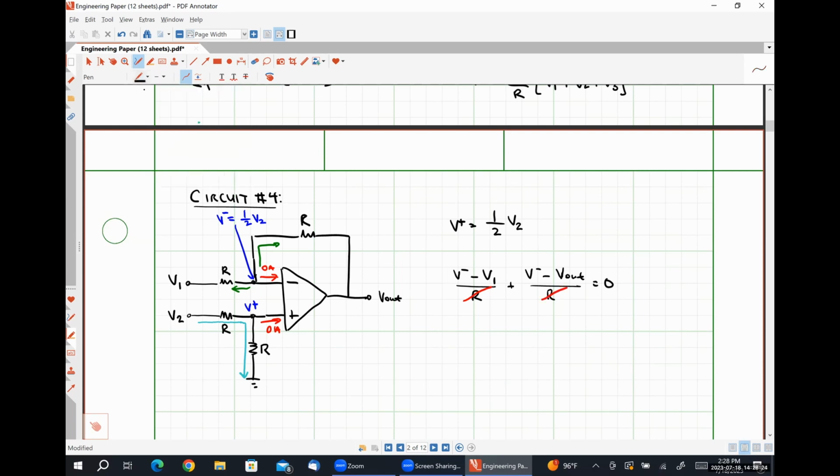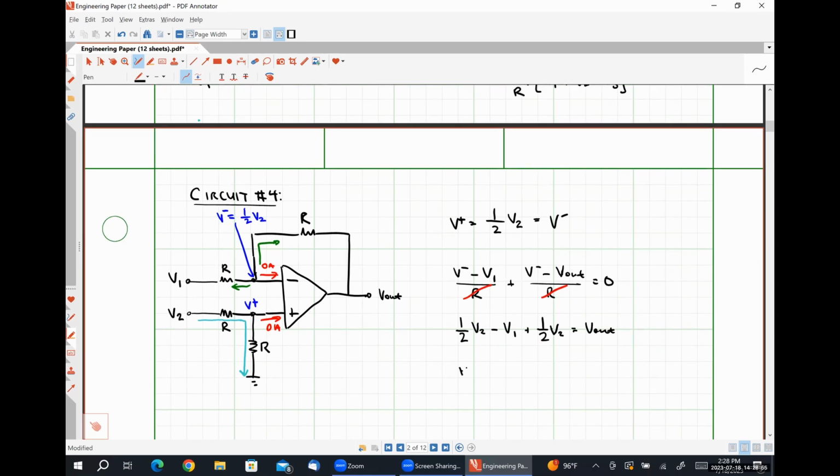And then I'm going to substitute in my value for V minus, right? So I'm going to have 1/2 of V2 minus V1 plus 1/2 of V2 is equal to V out, by moving V out to the right hand side of the equal sign. And now I'm going to combine like terms, giving me the relationship that V out will be equal to simply V2 minus V1.